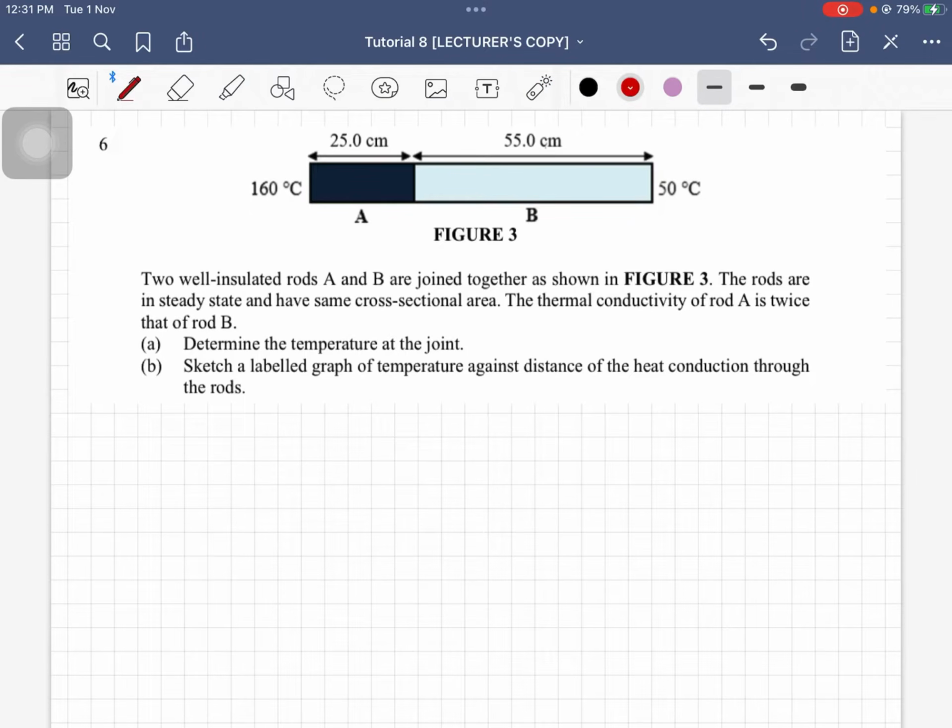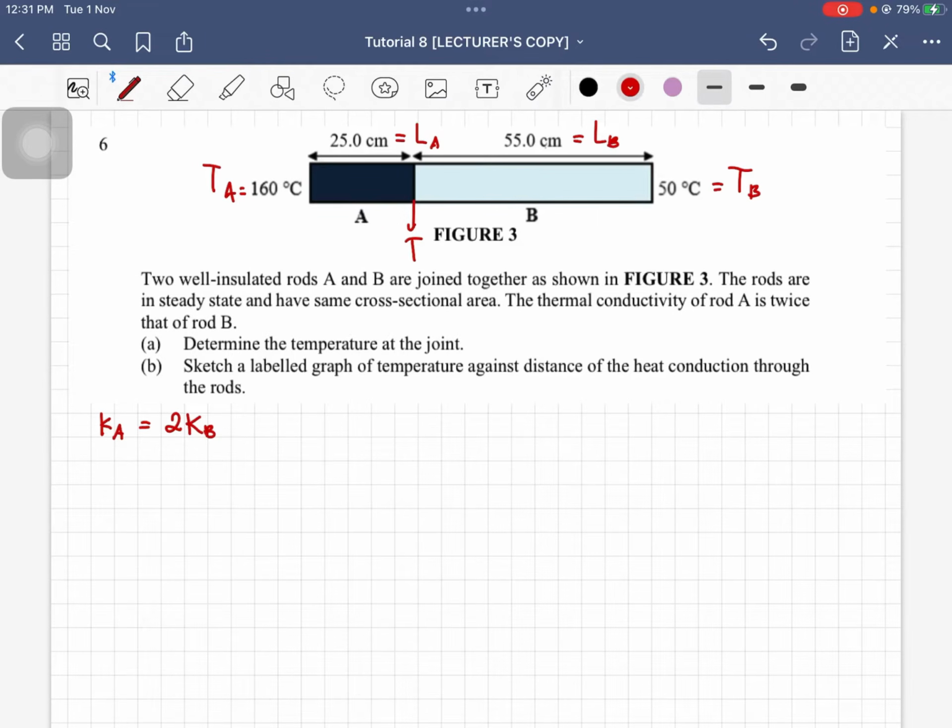I'll label this as TA. This is the joint temperature. This is TB. This is LB. This is LA. The thermal conductivity of rod A is twice that of rod B, and we have to determine the temperature at the joint.